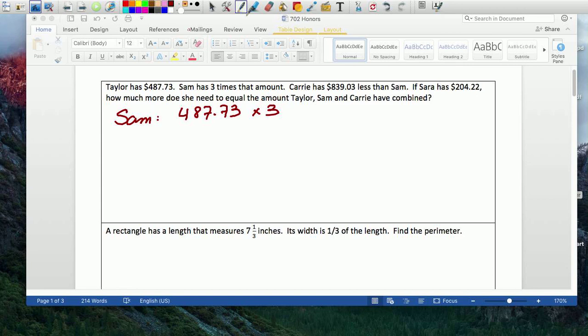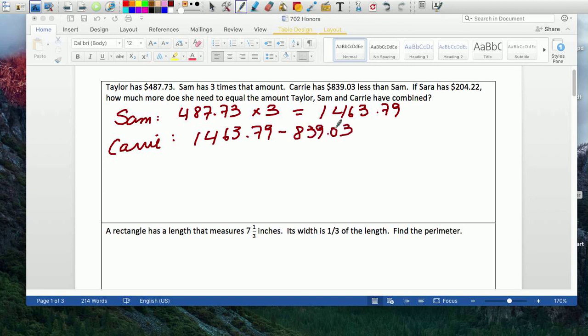And that is going to give us 1,463.79. Carrie has 839.03 less than Sam, so it's going to be 1,463.79 minus 839.03. That's going to equal $624.16. And then let me just write what Taylor has. And we know Taylor has 487.73.